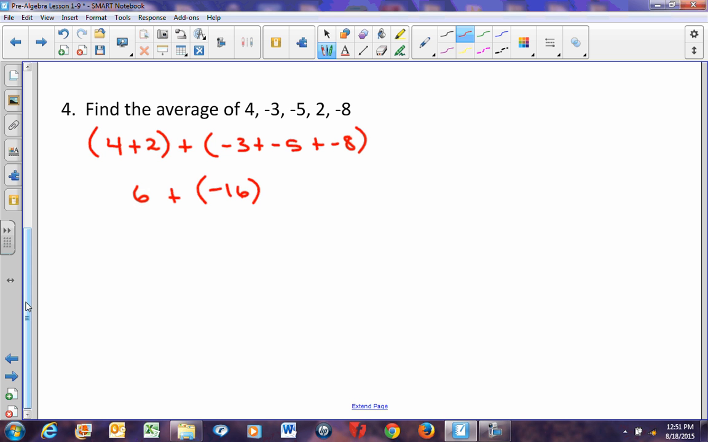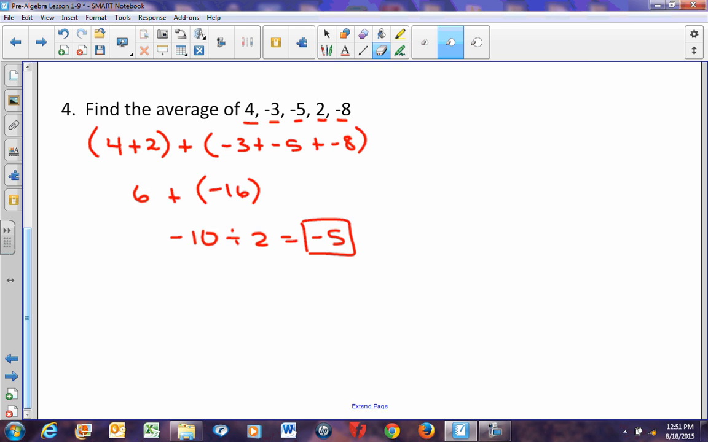So this equals negative 10, and how many numbers do I have? 1, 2, 3, 4, 5. Negative 10 divided by 5 is 2. Oops, I messed up. I said I divided by 5, and then the answer was 2, and I wrote divided by 2, the answer is 5. It should be negative 2 because there's one negative. So negative 10 divided by 5, the average of those numbers, is negative 2.